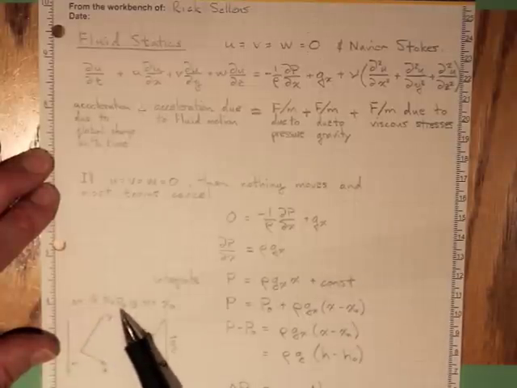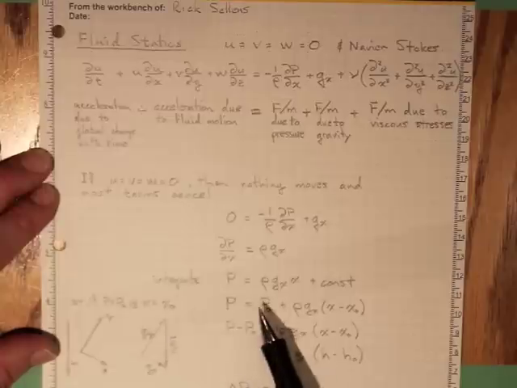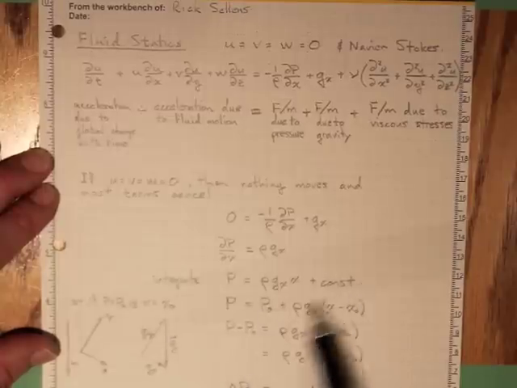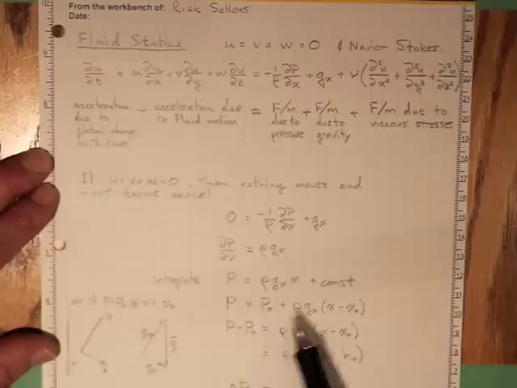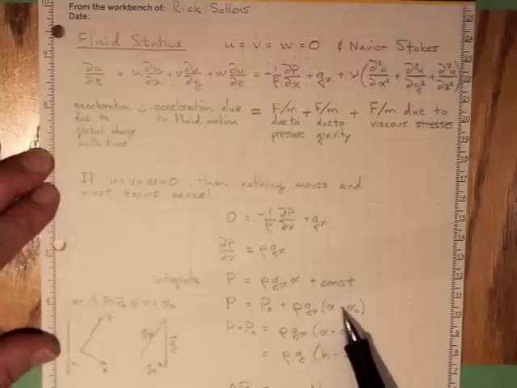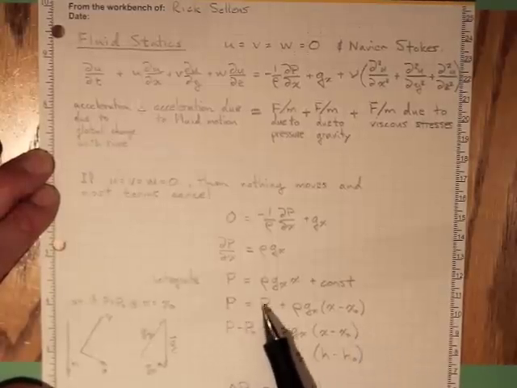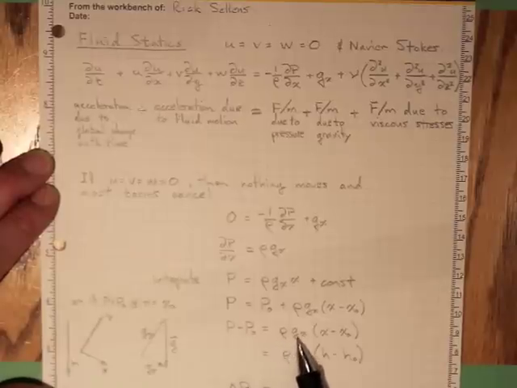Or if P is equal to P naught, some base pressure at some x location x naught, then that'll give us a solution for our constant. And P will equal P naught plus rho g x times (x minus x naught) from our integration. Or P minus P naught, the difference between the two pressures, is rho g x times (x minus x naught).